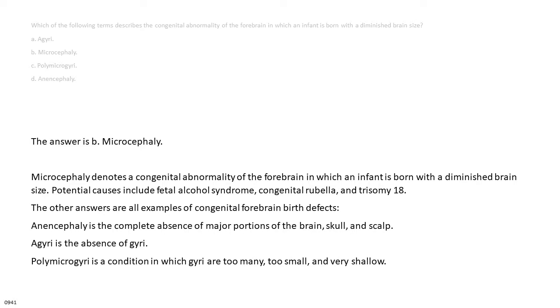Anencephaly is the complete absence of major portions of the brain, skull, and scalp. Agyri is the absence of gyri. Polymicrogyri is a condition in which gyri are too many, too small, and very shallow.